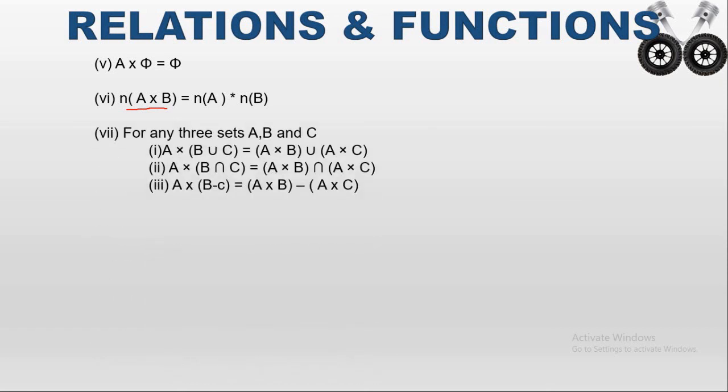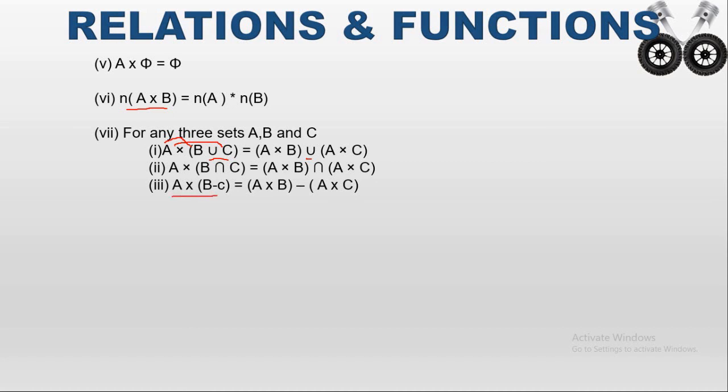So next one is, for any three sets A, B and C, A cross (B union C) equals (A cross B) union (A cross C). So here we are distributing A over B as well as A over C. That is A cross B. What is the operator in between B and C? That should be written here. That is the union operator. So union A cross C. So again, A cross (B intersection C) equals (A cross B) intersection (A cross C). So here also A is distributed to B as well as A is distributed to C.